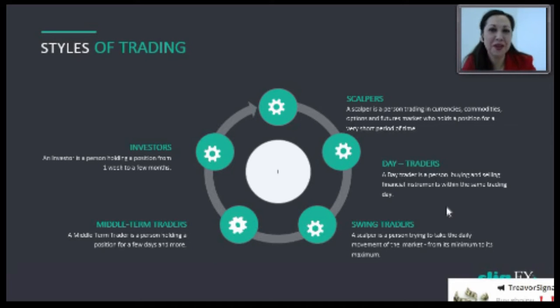The last category of traders and the process of trading is called investors, and investment trading.